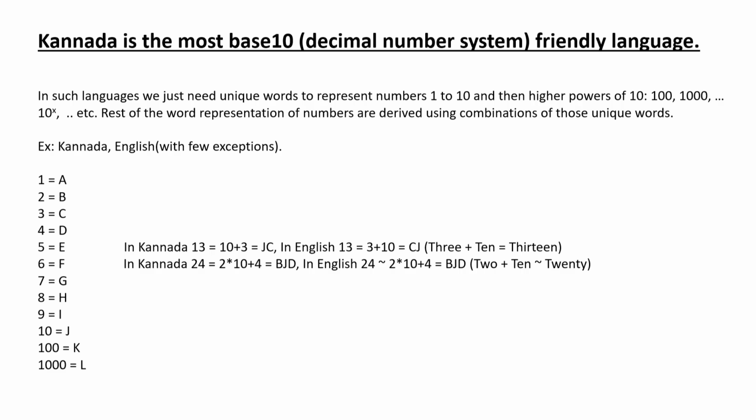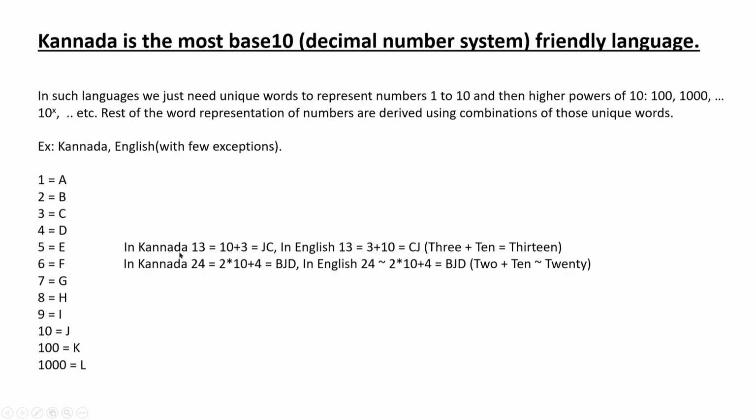So for example, let's say 1 is represented by A, or this is a letter but assume it's a word, and 2 is B, 3 is C, and so on, 9 is I, 10 is J. So we don't have word representations for 20, 30 and all. We directly have 100 and 1000 and so on.